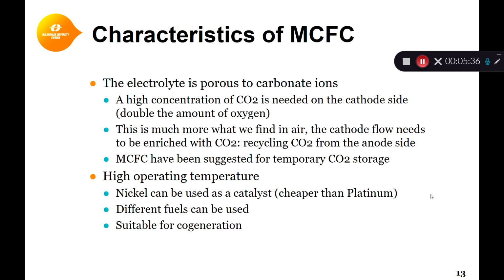Of course, the air on the cathode side needs to be enriched with CO2 because the CO2 needed is much higher than what is present naturally in air. This suggests that MCFC could be used for temporary storage of CO2. Because they have a high operating temperature, they can use a cheaper catalyst instead of platinum, which is used in PEM and PAFC. And it can also use different fuels other than hydrogen.